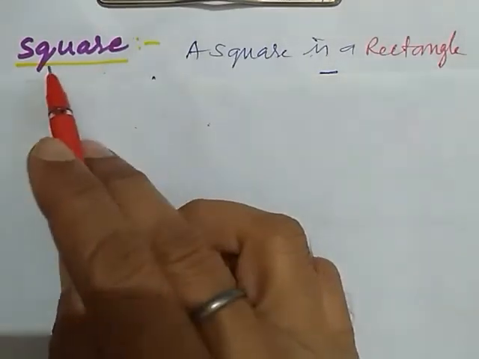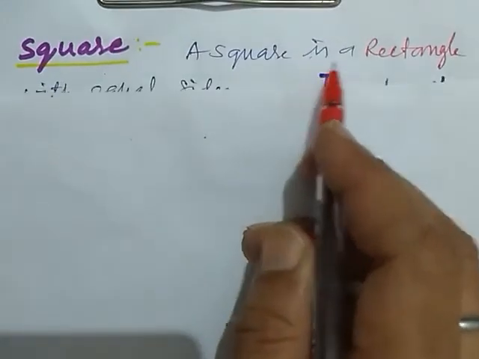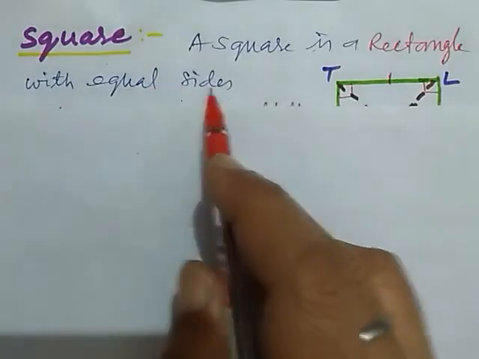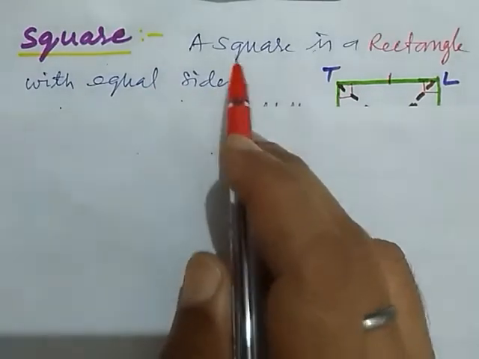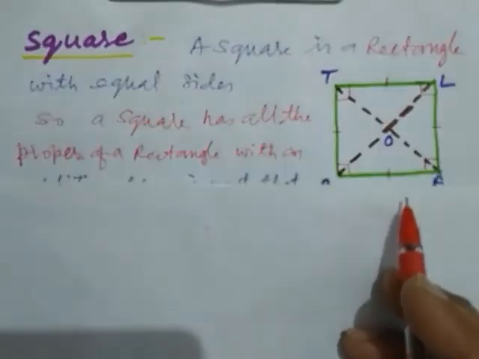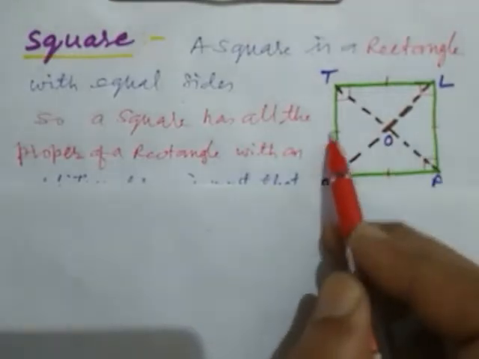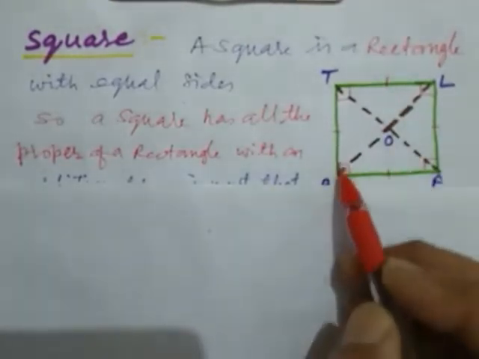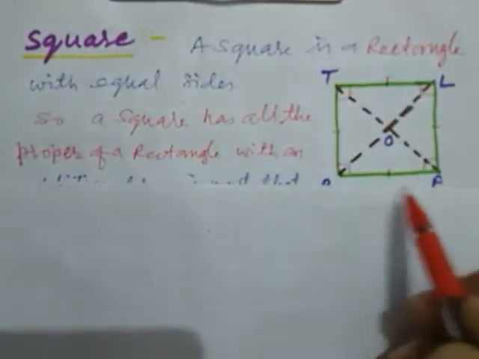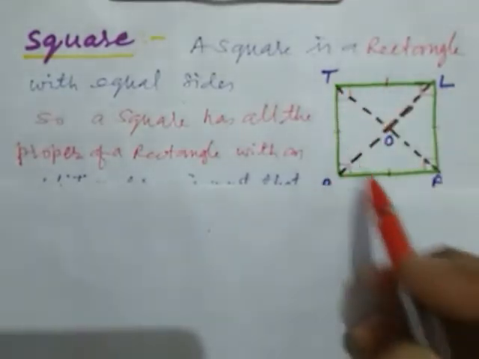Now we learn about the square. A square is a rectangle with equal sides. How can we say the square is a rectangle? As we know, the opposite sides are equal in a rectangle and all the angles are right angles. Here all the angles are right angles and opposite sides are also equal. So a square is a rectangle.